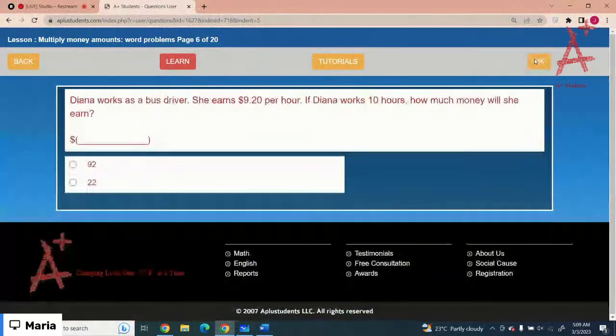Diana works as a bus driver. She earned $9.20 per hour. If Diana works 10 hours, how much money will she earn? You have to do 9.20 times 10. So which is the correct option?